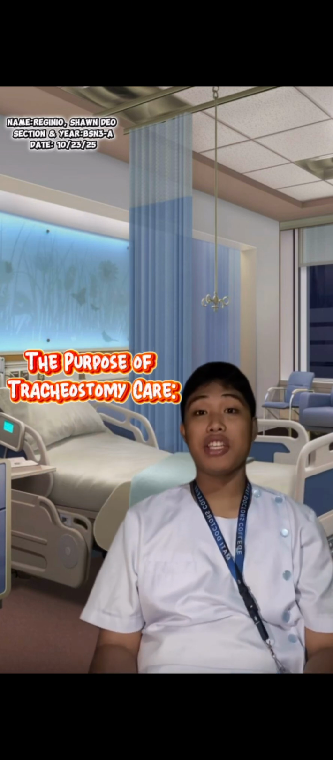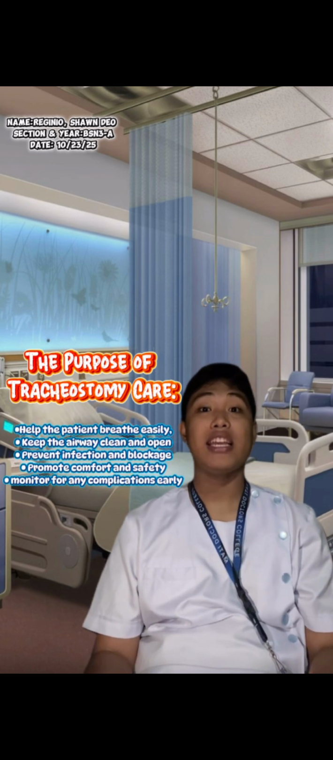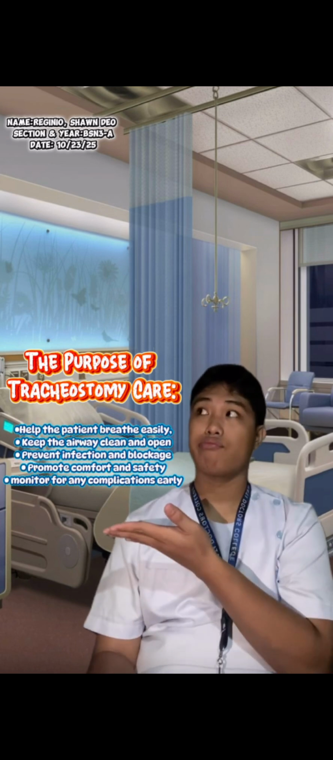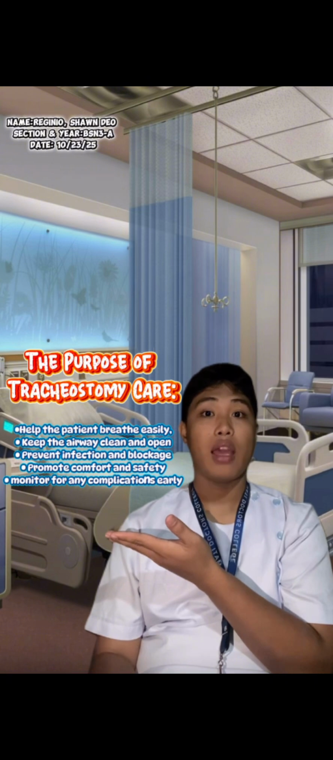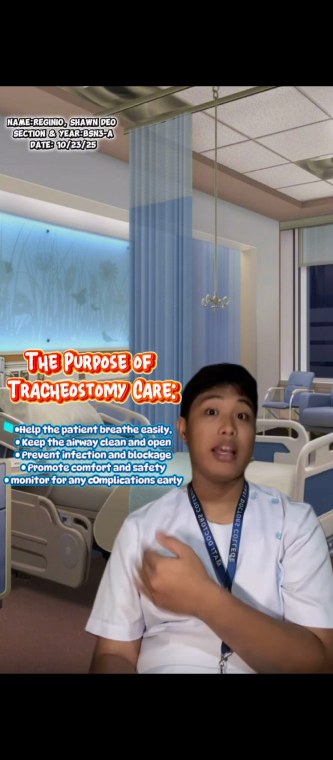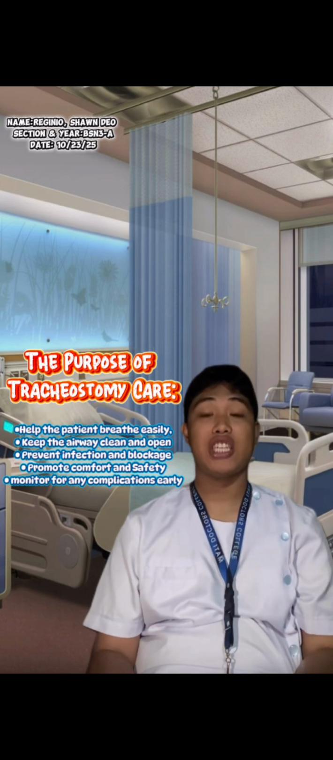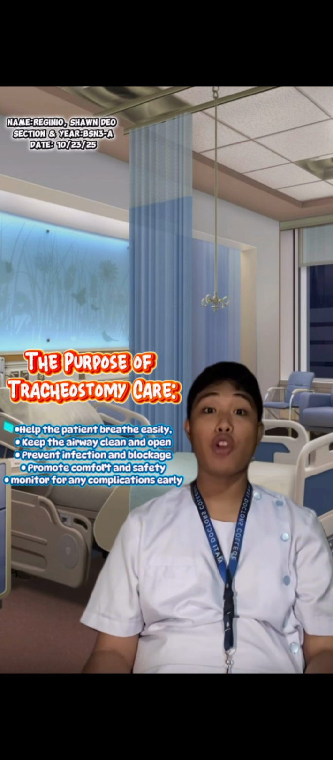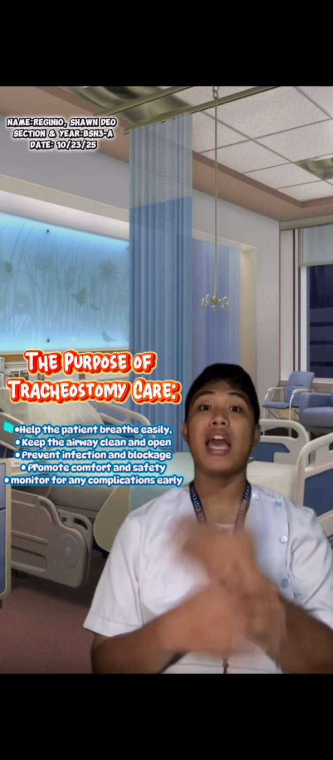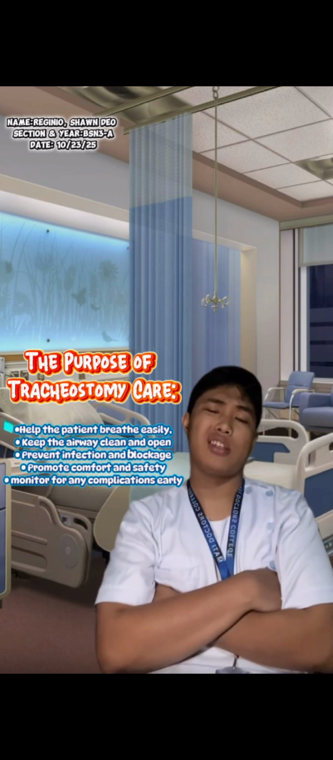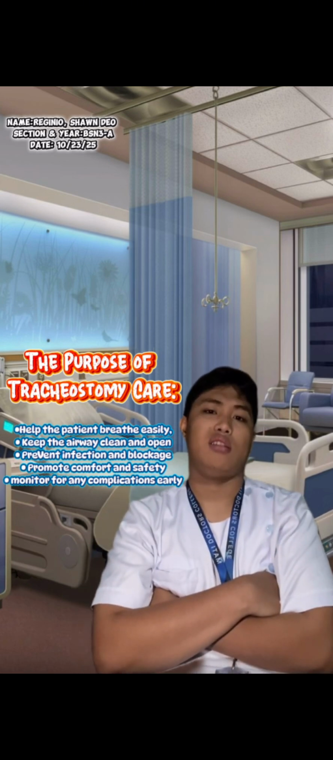So the purpose of tracheostomy care is to help the patient breathe easily, keep the airway clean and open, prevent infection and blockage, promote comfort and safety, and monitor for any complication early.